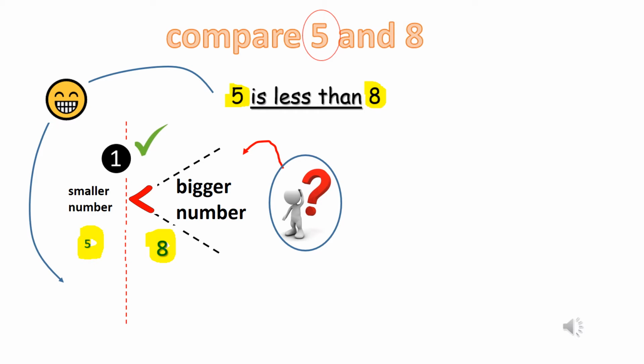Symbol number 1 is the correct symbol to use when you compare 5 and 8. 5 is less than 8. So the number 5 comes before the symbol, and the number 8 comes after the symbol. You might remember that the symbol opens up toward the bigger number. So the symbol opens up toward the 8.